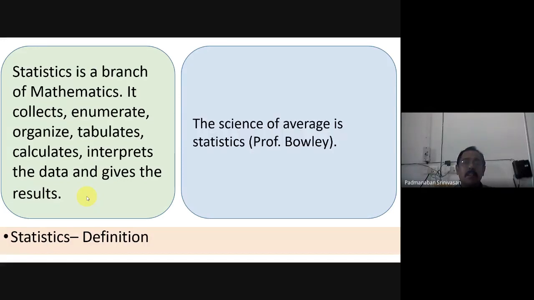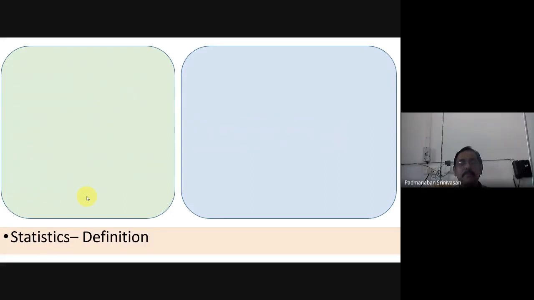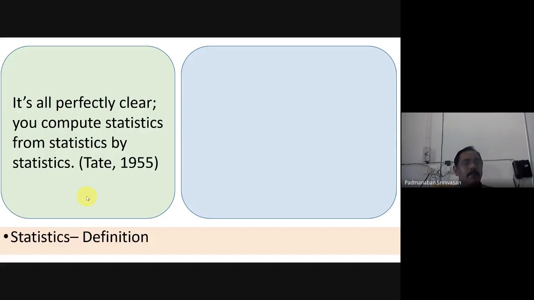The science of averages is statistics. Professor Bowley and his definition. So this is another very good definition. It's all perfectly clear. You compute statistics from statistics by statistics.